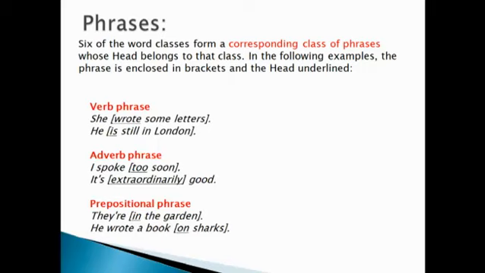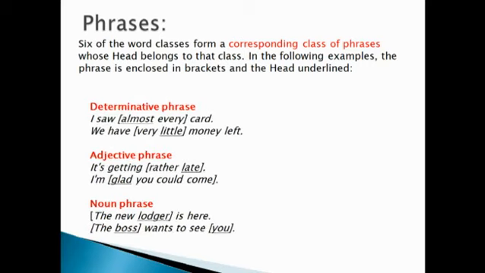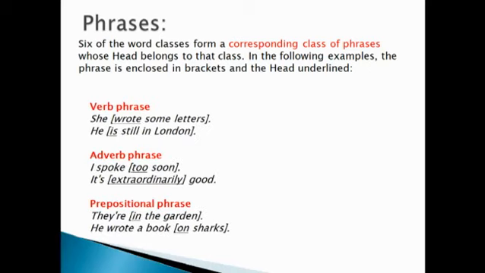Okay. For these 8 parts of speech, there are 6 deriving kinds of phrases: the verb phrase, the adverb phrase, the prepositional phrase, the determinative phrase, the adjective phrase, and the noun phrase. So in the following examples, the phrase is enclosed in brackets and the head underlined so that you can see what it means by verb phrase. Well, what is a verb phrase?